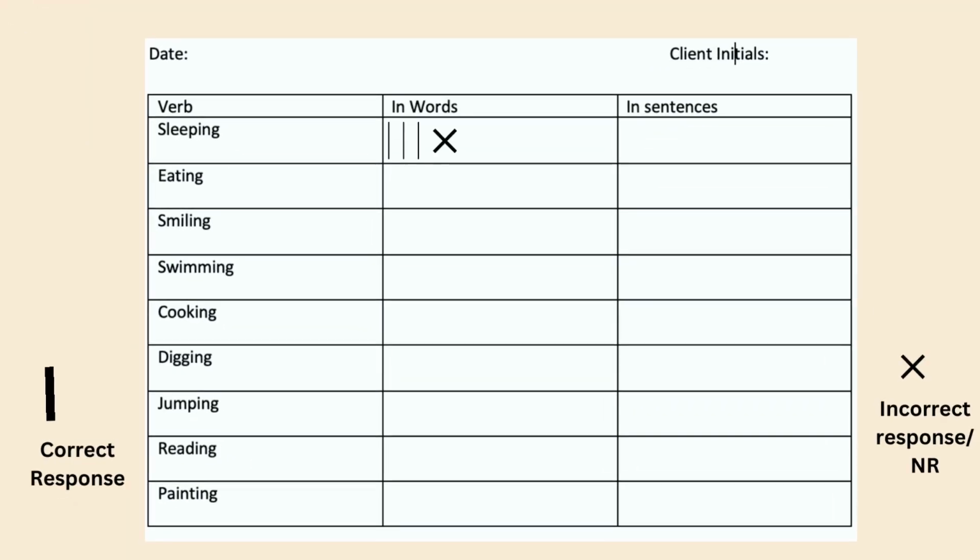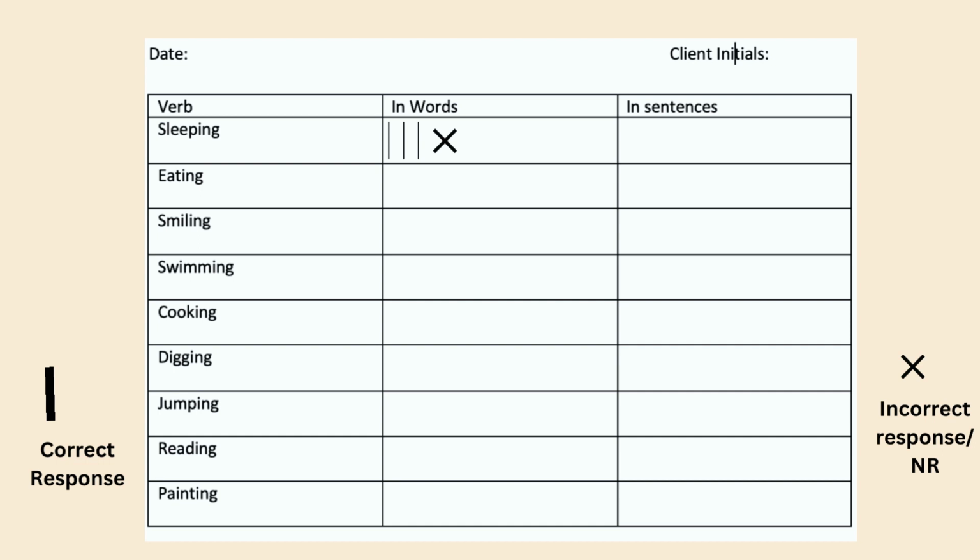To collect data, use a data chart such as the one seen here. There are 3 columns: the target verb, the use in words, and the use in sentences. Tally the number of opportunities that the client provides the correct responses, that is, producing the target verb, including present progressive ing, in single words and in sentences.